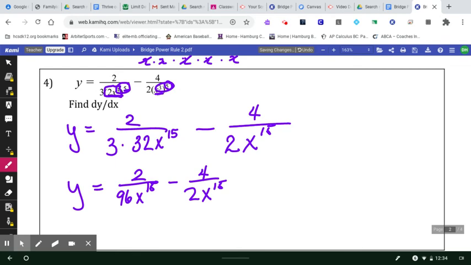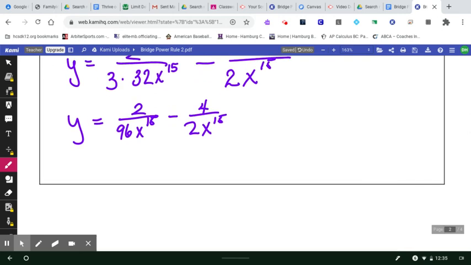Now I've done zero calculus. All I'm doing is rewriting these functions. And I'm going to rewrite again. Because I have these negative exponents, I'm sorry, exponents in the bottom, they're going to go up to the top. So I'm going to say y is really 2 over 96 x to the negative 15th minus 4 over 2, which I'm just going to call 2, x to the negative 15th.